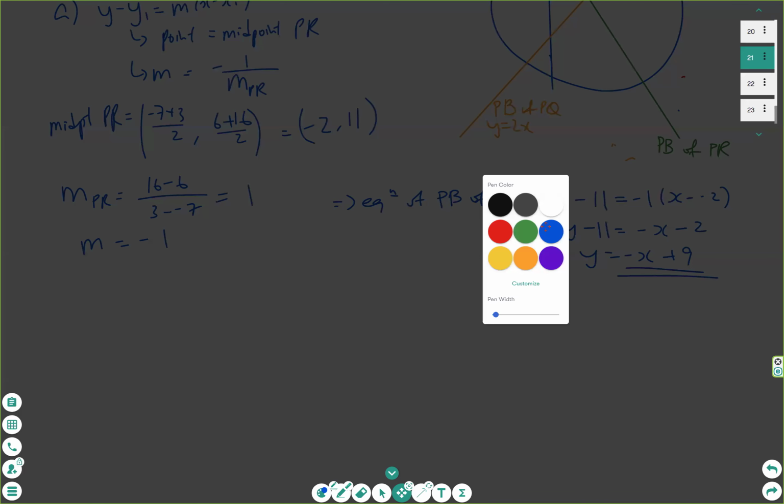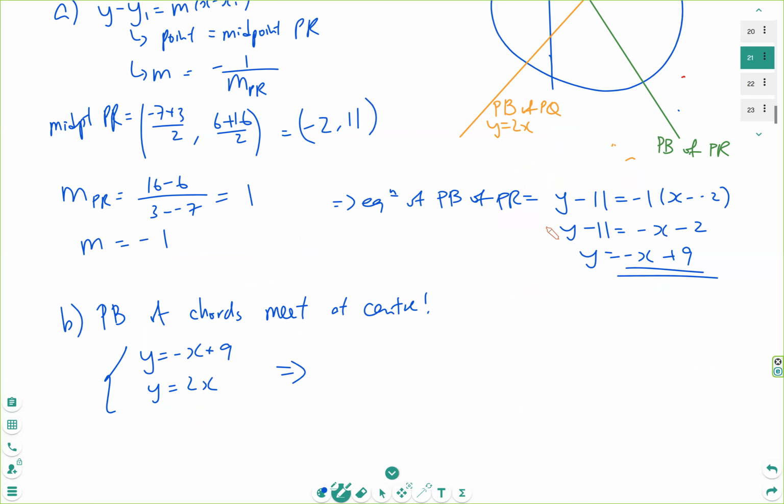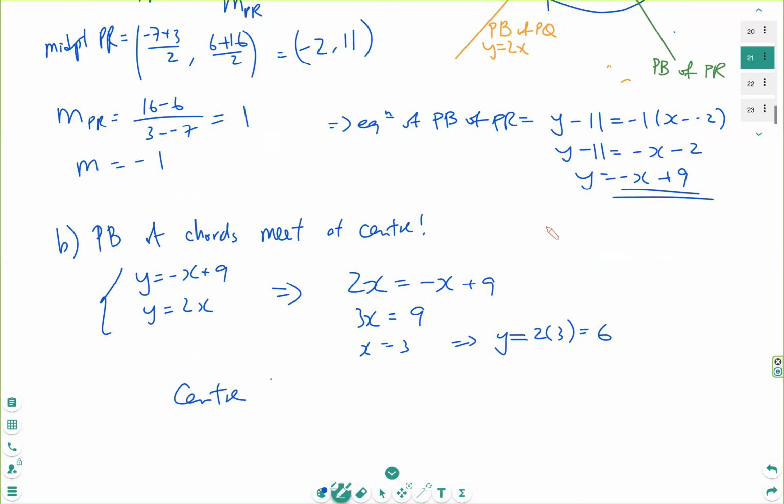So part B. Perpendicular bisectors of chords meet at the center. So we need to do the simultaneous equation of y equals minus x plus 9 and y equals 2x. You can use a calculator for this, or you could do it manually, which is not difficult. So 2x equals minus x plus 9, 3x equals 9, x equals 3. If x equals 3, y equals 2 times 3, which is 6. Therefore, the center of the circle is (3, 6).